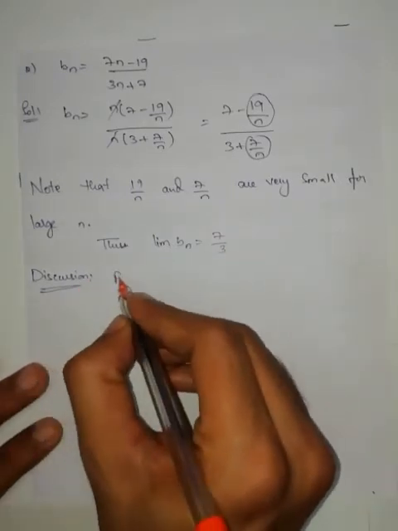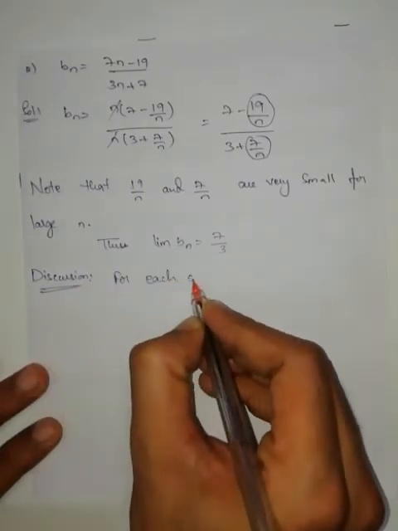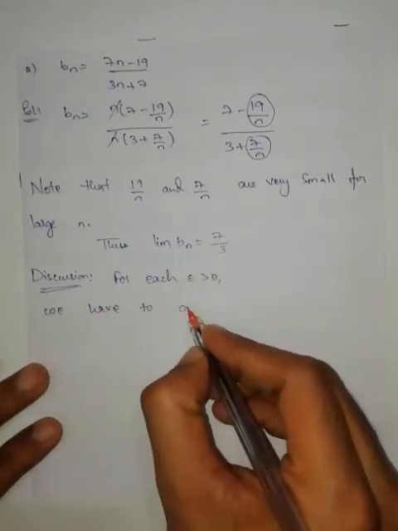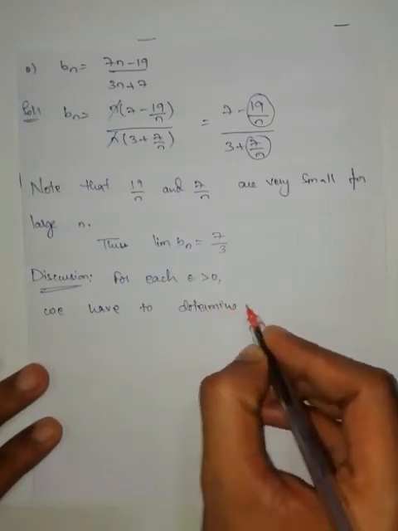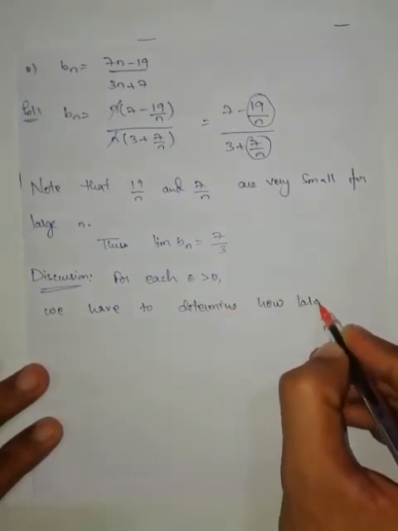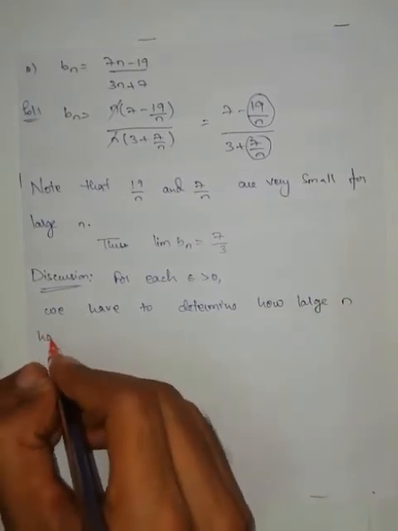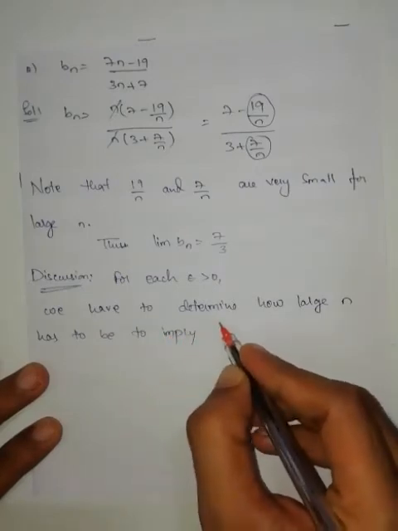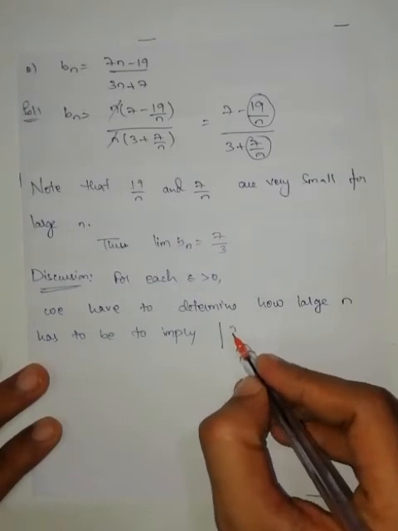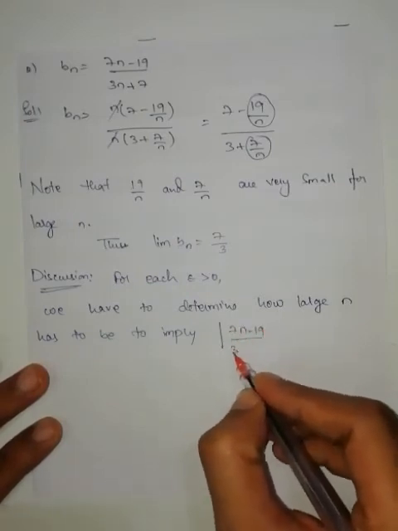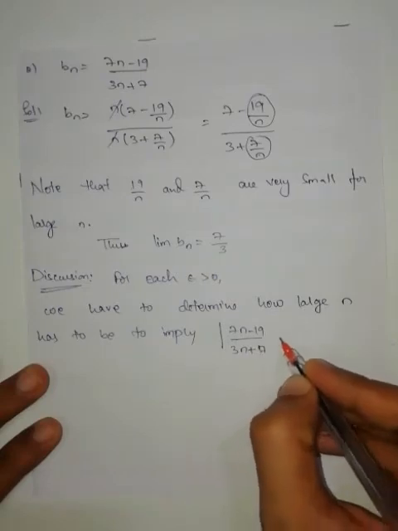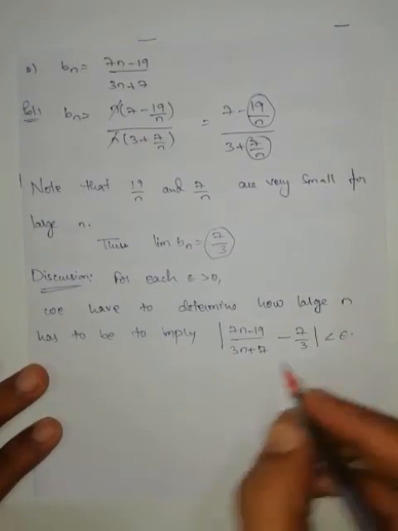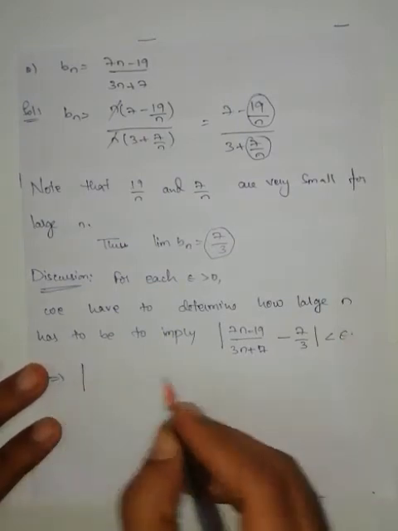First we'll discuss, for each epsilon greater than 0, we have to determine how large small n has to be to imply modulus of (7n minus 19) by (3n plus 7) minus, whatever the limit we are writing, 7 by 3, is less than epsilon.